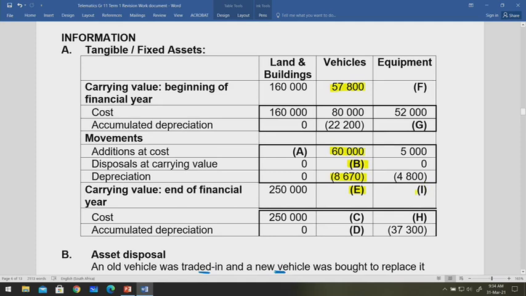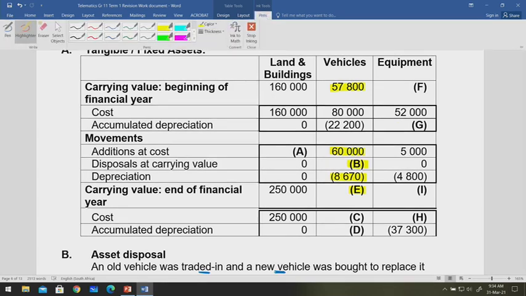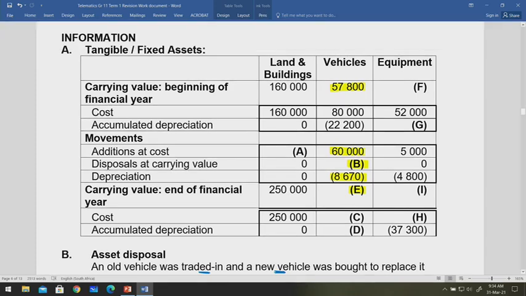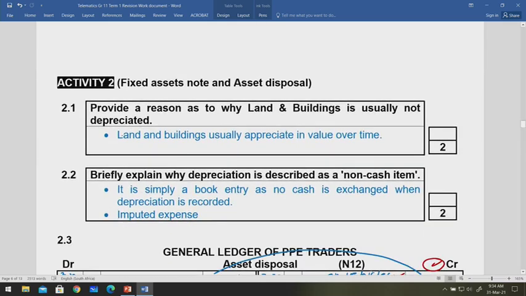For instance, the one that we had to calculate, the way we calculated it was H minus 37,300, but you can also say F plus 5,000 minus 4,800 must give you that one. This is very handy, specifically when you sold the disposals at carrying value. So remember this, not only for this year, but also for next year. A very handy calculation to be done.